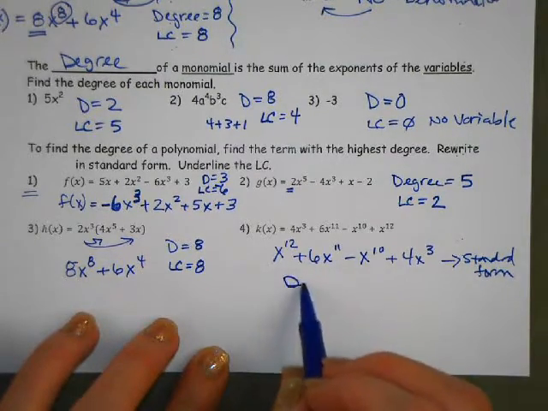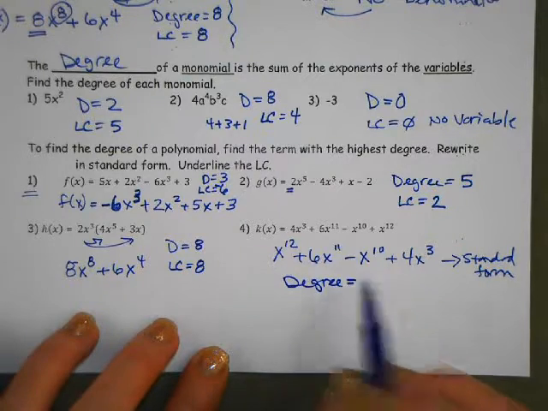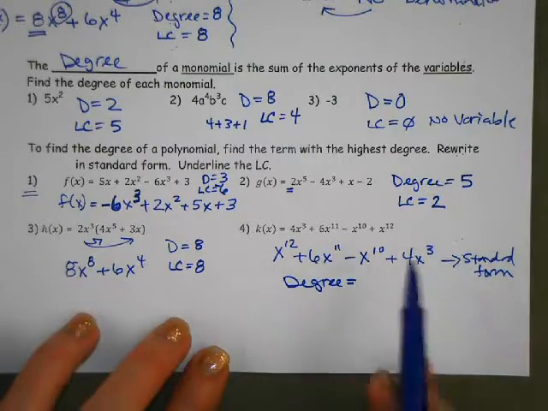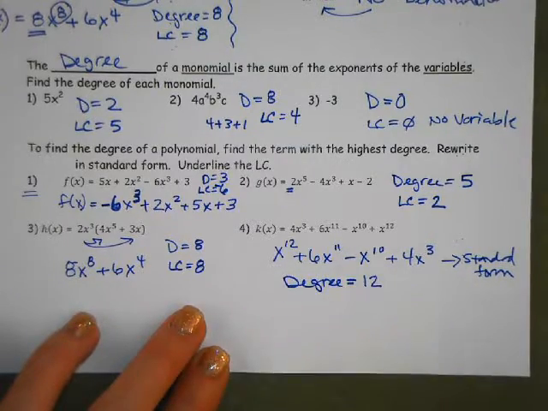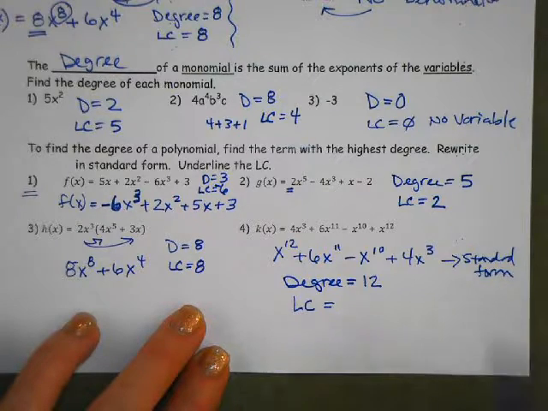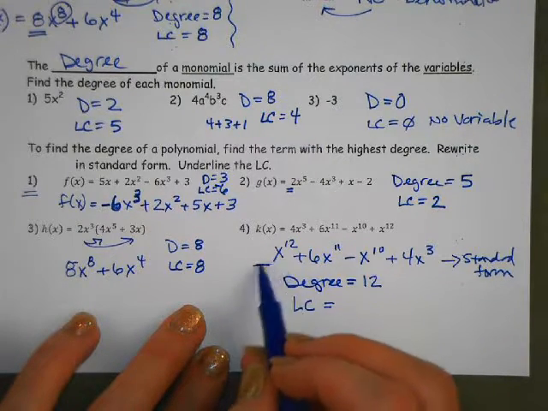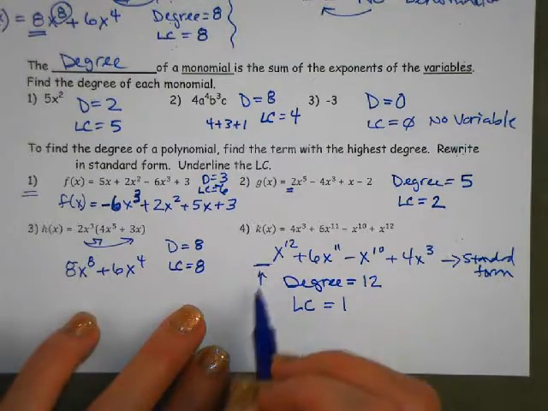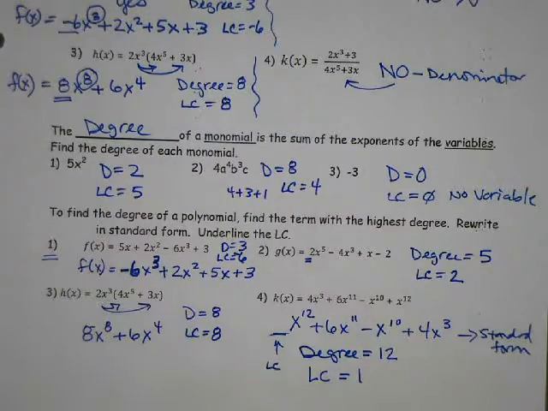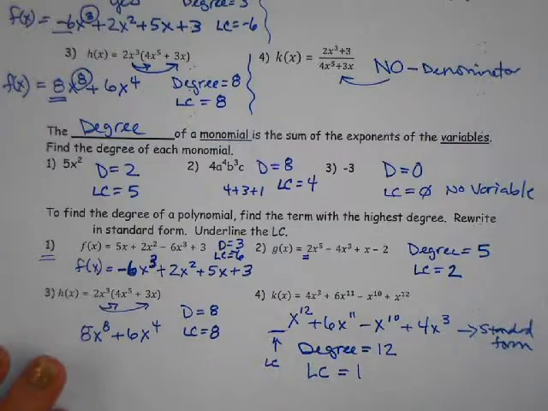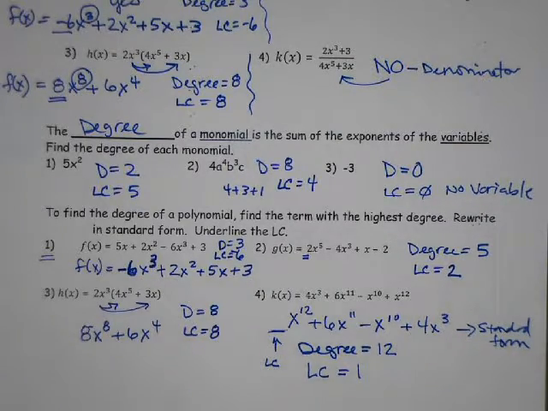Okay? And then the degree, what's the degree? The degree is going to be the highest exponent, 12. And then what is the leading coefficient? It'll be 1, because it's the number in front of that. So that's 1. Okay? So that's going to be the leading coefficient. Alright, so you're kind of getting the idea between term, degree, and leading coefficient?